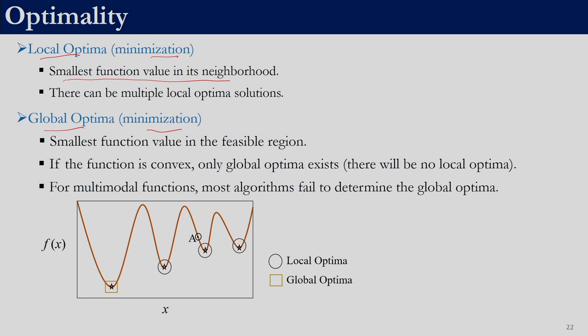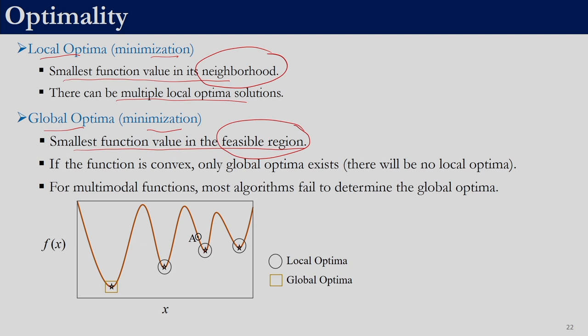So for a problem, there can be multiple local optima. For global optima, it is the smallest function value in the entire feasible region. So the difference is over here. Local optima is the smallest function value in its neighborhood, whereas global optima is the smallest function value in the entire feasible region, right?